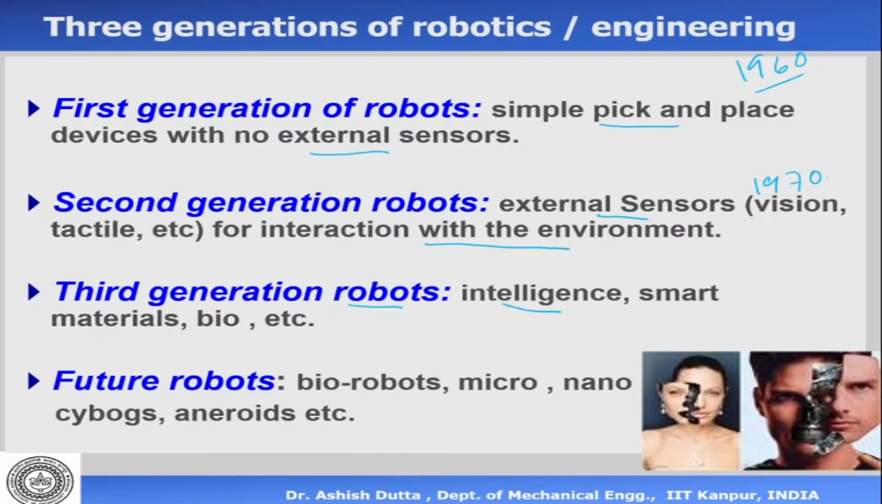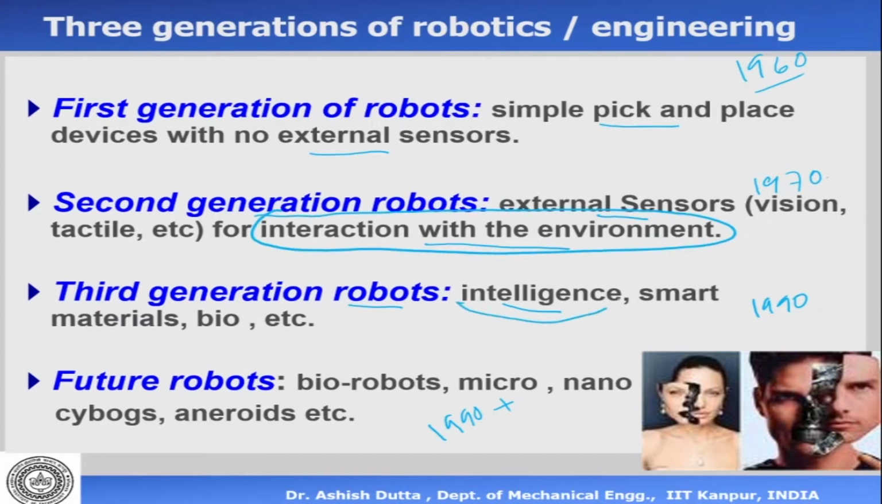The third generation is basically what we call intelligent robots. They are basically made of smart materials. We talk about biorobotics, micro robotics, nano robotics. This is about the 1990s, and then from 2000 onwards we talk about biorobots, micro robots, nano robots, cyborgs, and all those. So this is basically the progress, or the various generations, of robots that we have. Something you'll note here is that the differentiation is basically interaction with the environment. This is the catchword here, and intelligence.